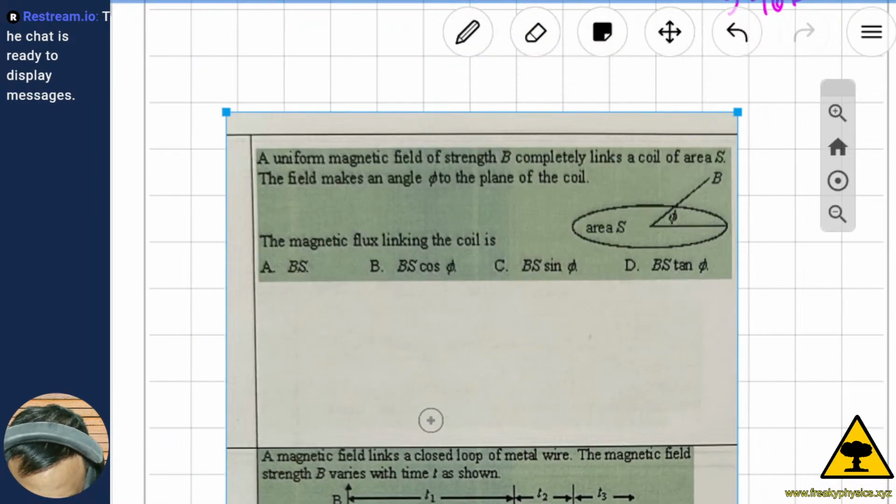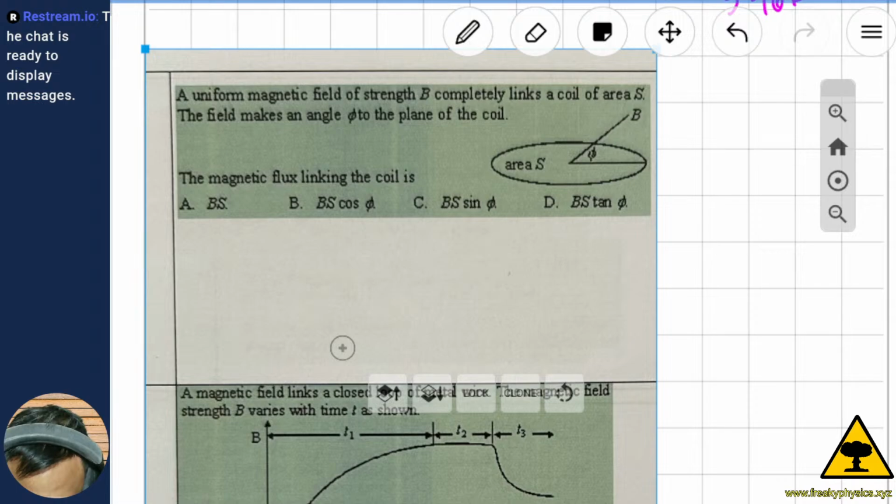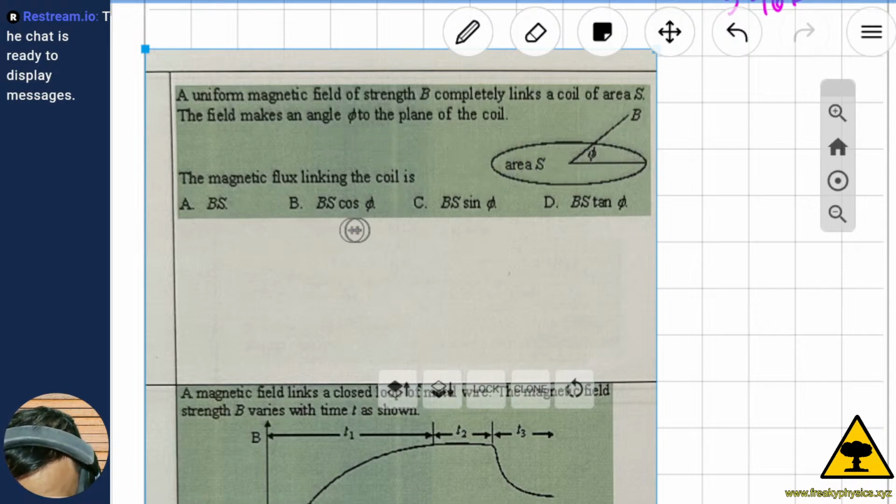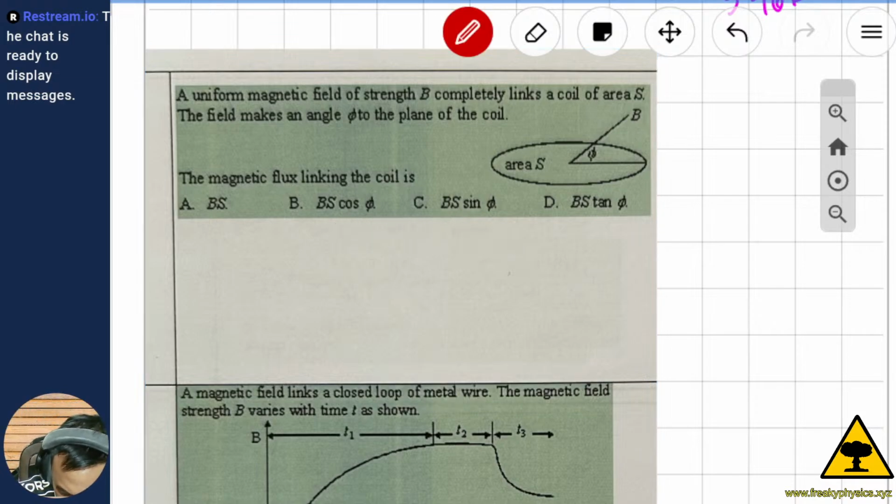So here you have a uniform magnetic field. This magnetic field strength is given as B. It completely links a coil of area S. The field makes an angle theta to the plane. The magnetic flux linking the coil is what? This is actually the way magnetic flux would be, the area is S. So the answer here would be not A, definitely, and not D. It's either B or C. Why? Okay, the reason is, I won't tell you the answer yet.